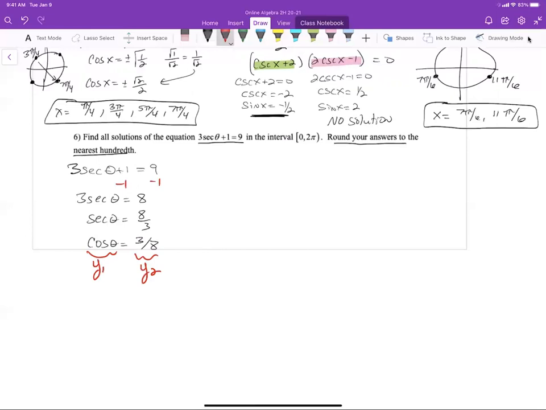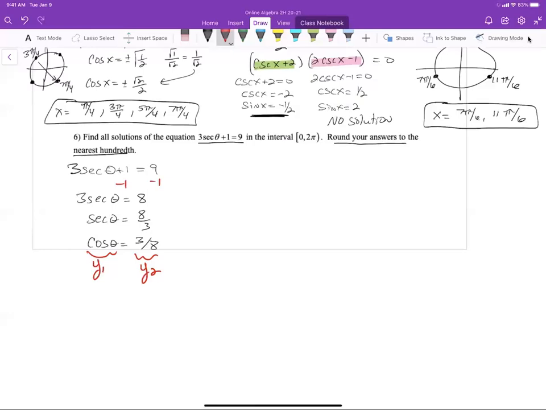So y1 is on the top left of your calculator. You will then hit cosine, and we don't have theta on our calculator. We have the ability to hit X, which is the key to the right of your alpha key, just below second function. Then into y2, I'm just going to put 3 divided by 8, which is just going to be a horizontal line at approximately just less than a half.